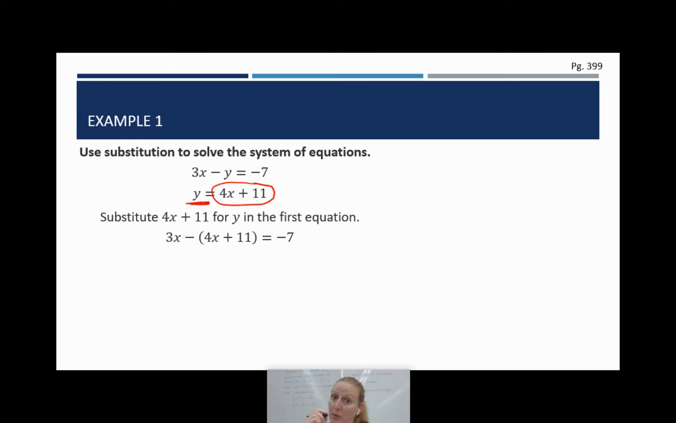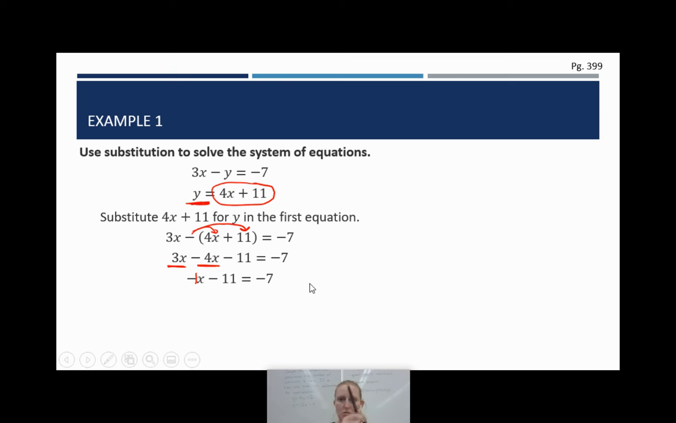Now, there are a couple things we have to do. First of all, it is important to distribute that negative. That means that's still going to be 3x, but that's now negative 4x and a negative 11, and it still equals negative 7. Awesome. Oh, we have like terms. My x's are on the same side, so I have 3x minus 4x, which is minus 1x. I just put minus x, but if you want to put minus 1x, that's okay. I still have negative 11. I still have a negative 7.